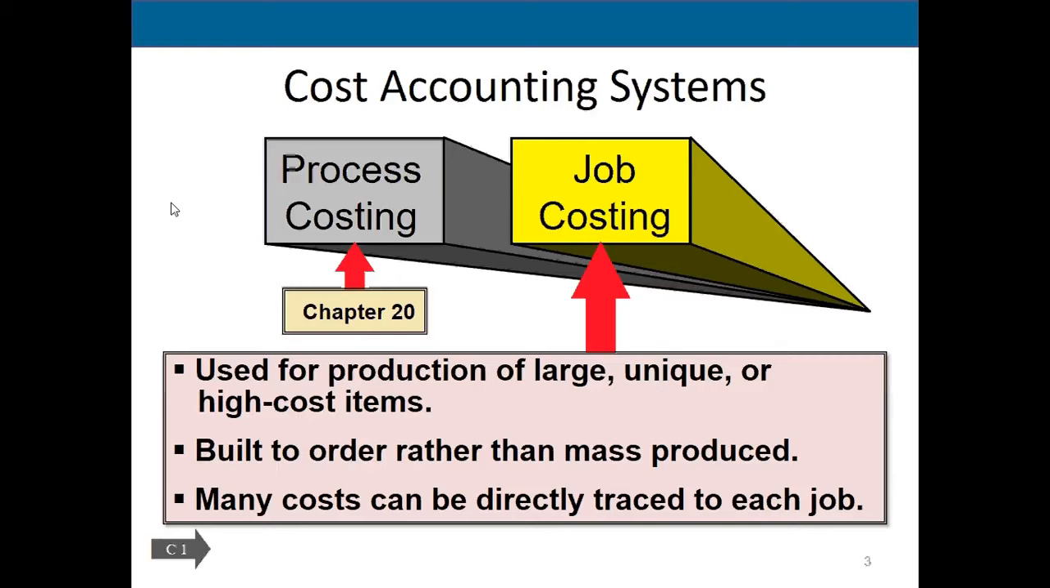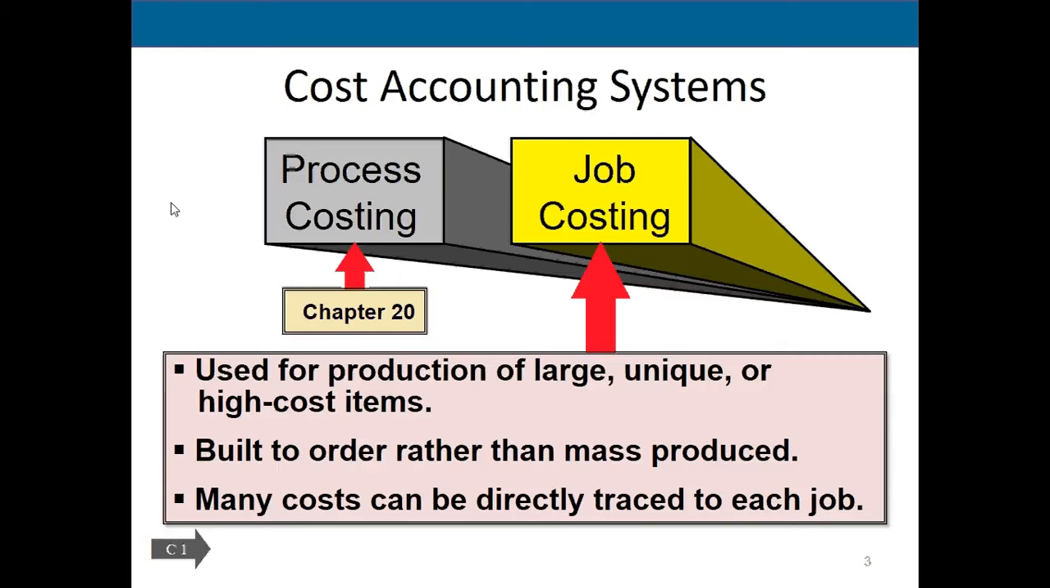But we really want to focus on the job costing part of it. You see there on the screen that we're going to talk about process costing more in a few chapters. Job costing is when we start to separate our product cost in detail by the job or by the project. In job costing versus process costing, we're really talking about the production of large, unique, high-cost items, things that we can easily trace directly to a job.